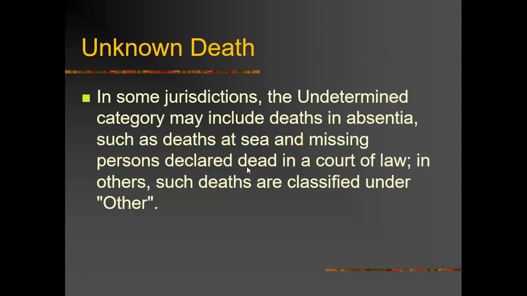Unknown death. In some jurisdictions, the undetermined category may include deaths in absentia. So death at sea, missing people, people declared dead in a court of law, and other such deaths are classified under other. In the example, if you've watched Tiger King, Carole Baskin's husband went missing, presumed dead after 5 years. She had him declared dead, so his cause of death would be unknown, and it would be because the death was in absentia, or absent. Meaning that he's just gone, and we don't know why.